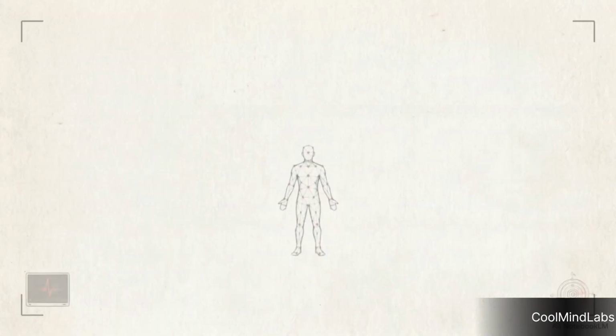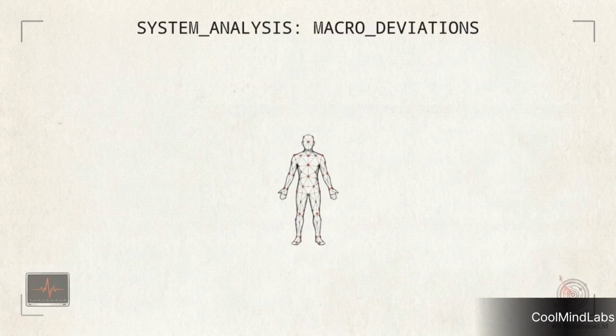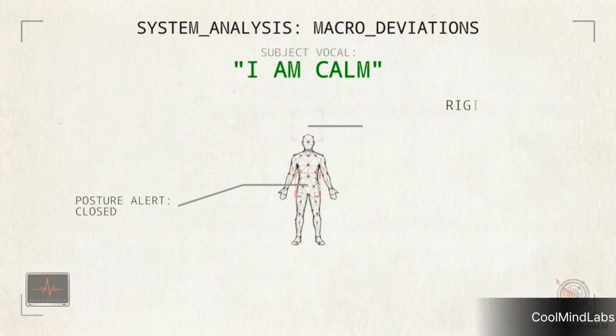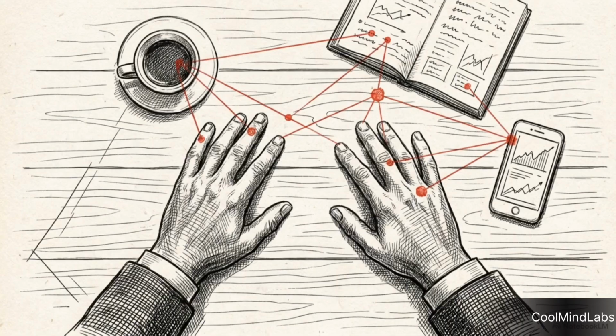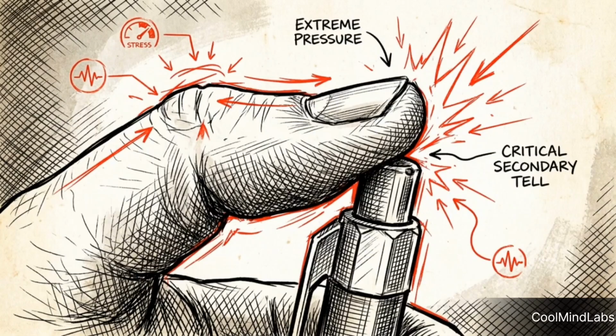Next, check for macro deviations. This overlay targets a classic word-to-body mismatch. The subject claims to be fine, but flashing indicators highlight their crossed arms and rigid shoulders. Their closed posture tells the actual story. Expand your focus to secondary environmental tells. Watch how they interact with nearby objects. Sudden nervous fidgeting with a pen or deliberately placing their phone face down are clear physical deviations.